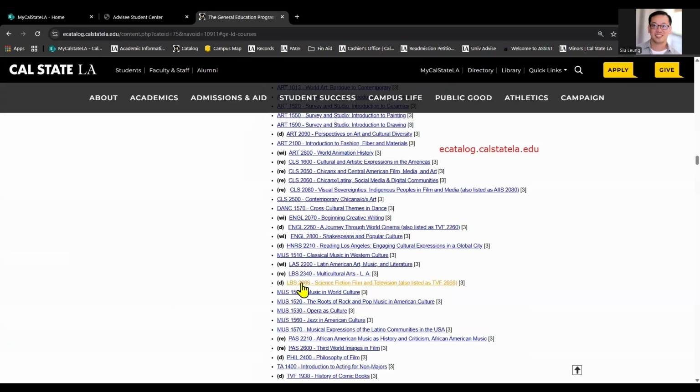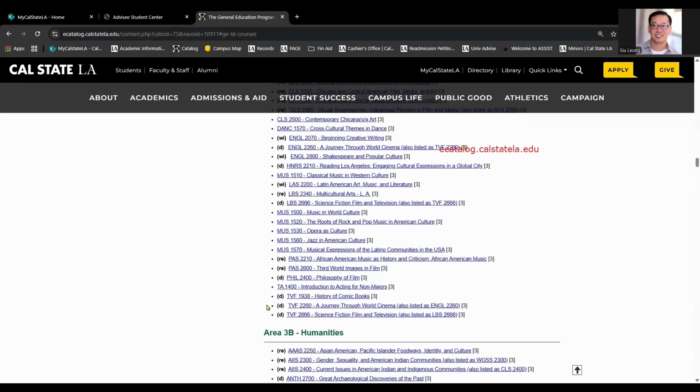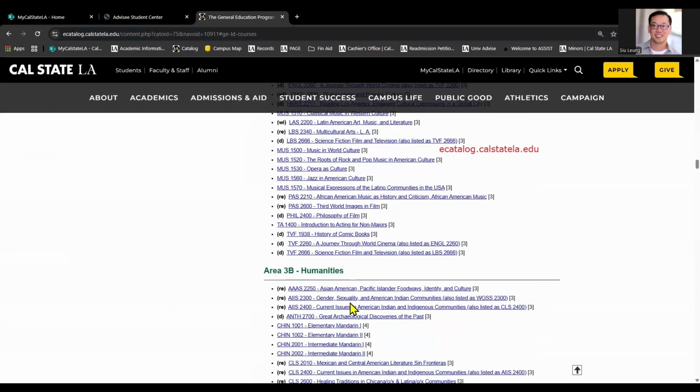So if you take a course that has a RE, that's going to cover your race ethnicity. And then you just need either one more RE or one more D to satisfy that other diversity requirement. So hopefully that's pretty clear. So that is the lower division GE.